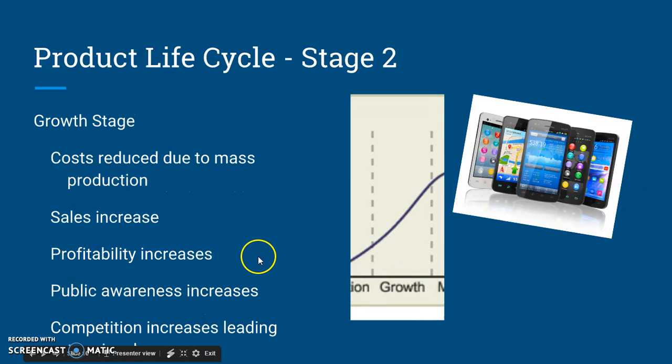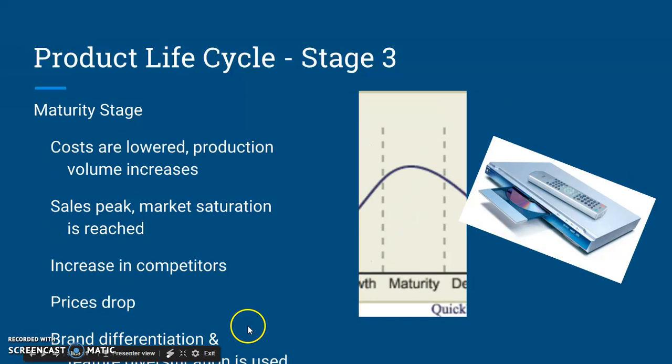Now, in the growth stage, costs are going to reduce because now we have more production and we have also generated that increase in demand. That's going to increase the sales. That's also going to increase profitability because now more sales are being generated. It's also going to help increase public awareness because you have many consumers purchasing this product and talking about it with friends and family and other acquaintances. And now if you have a successful product that is selling well, you're going to have competition.